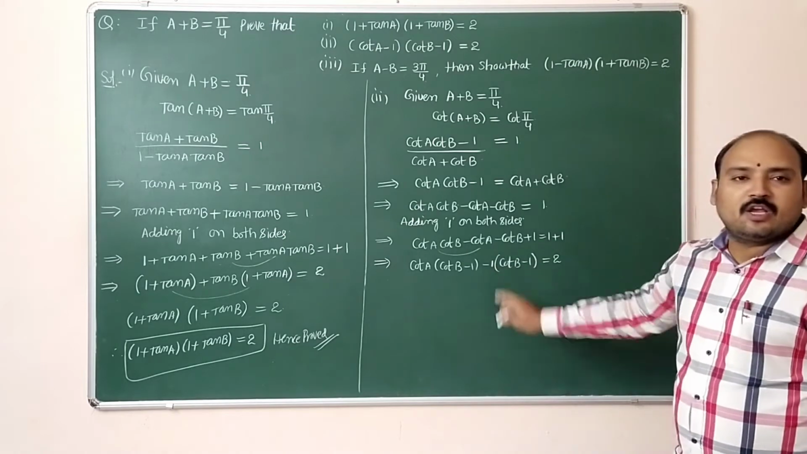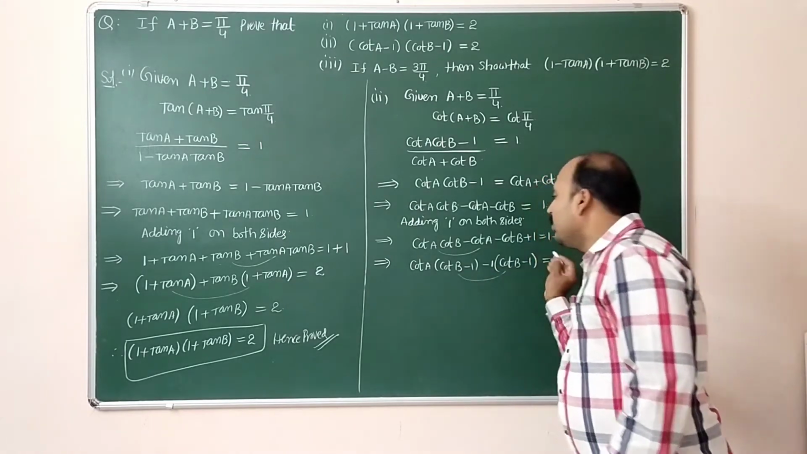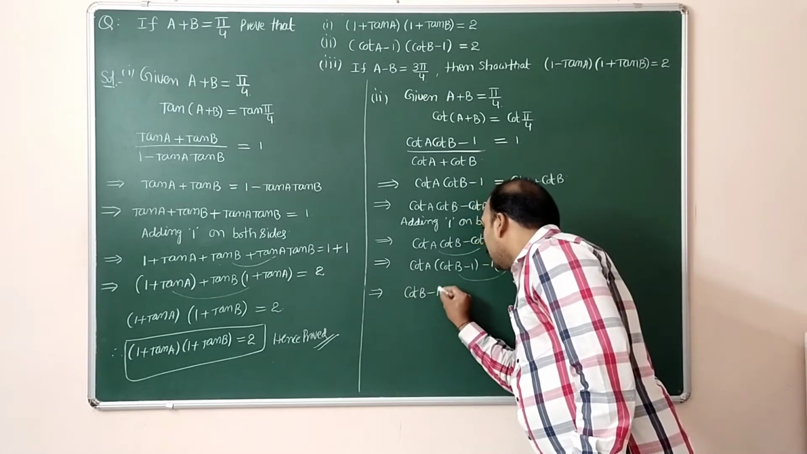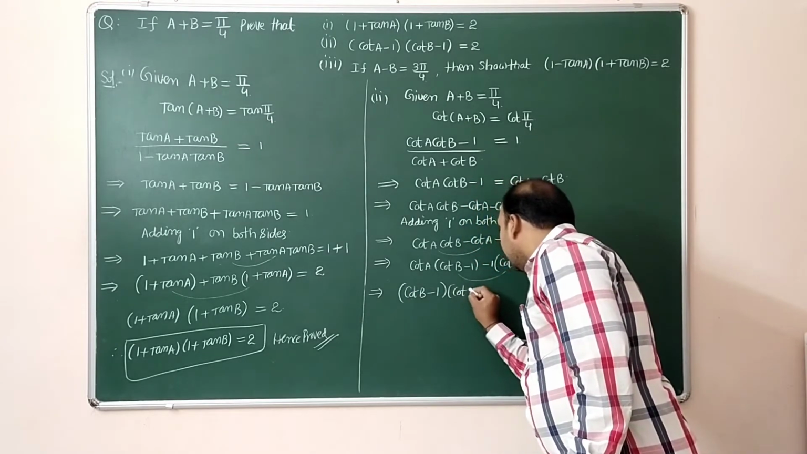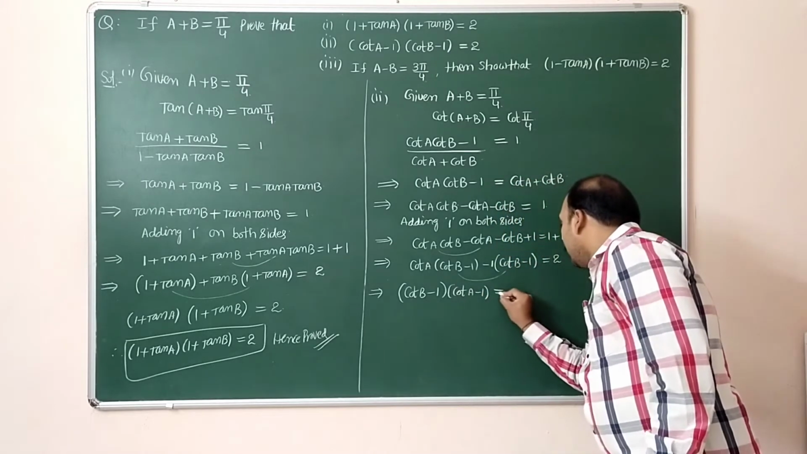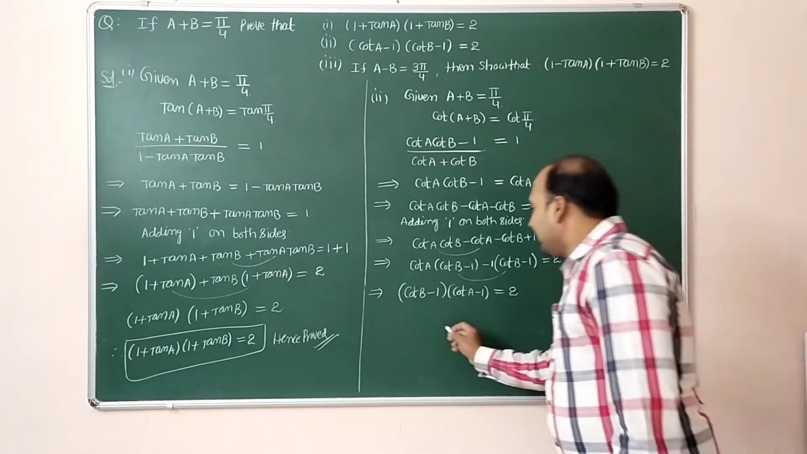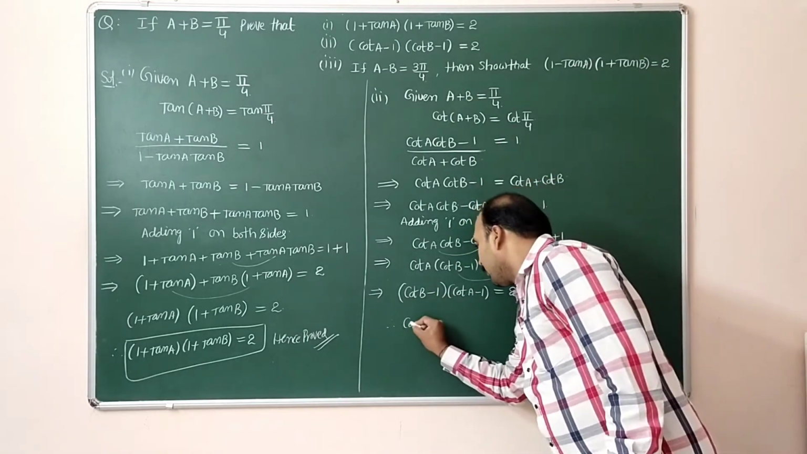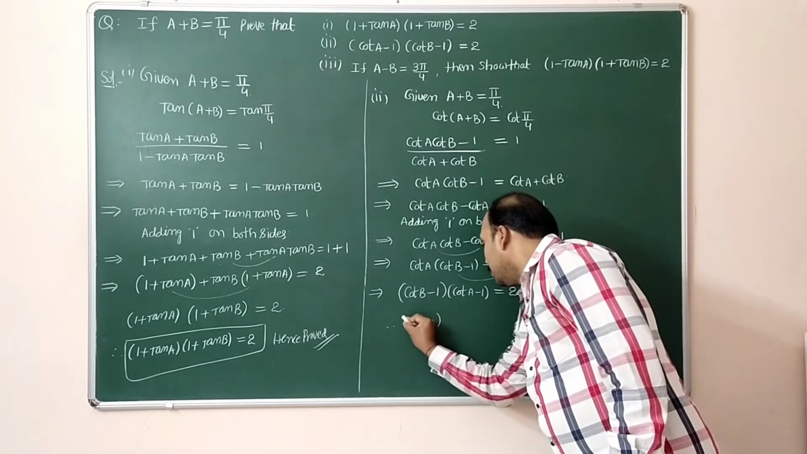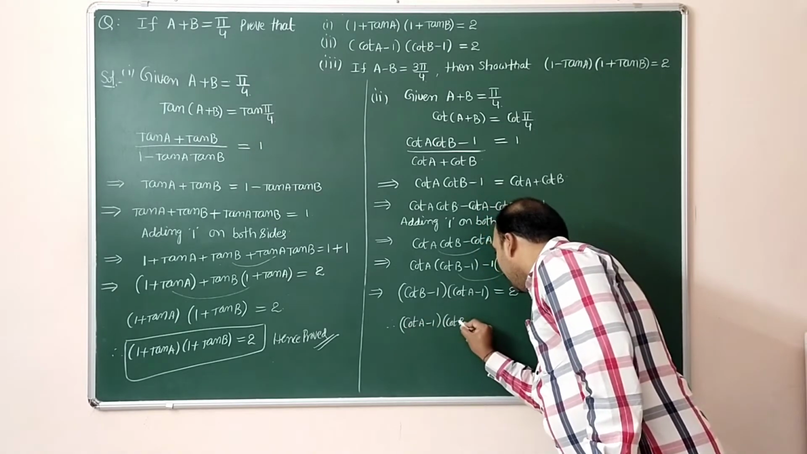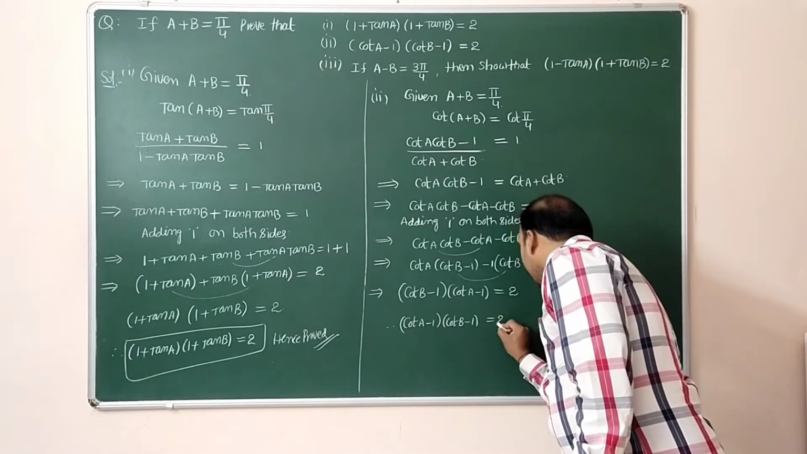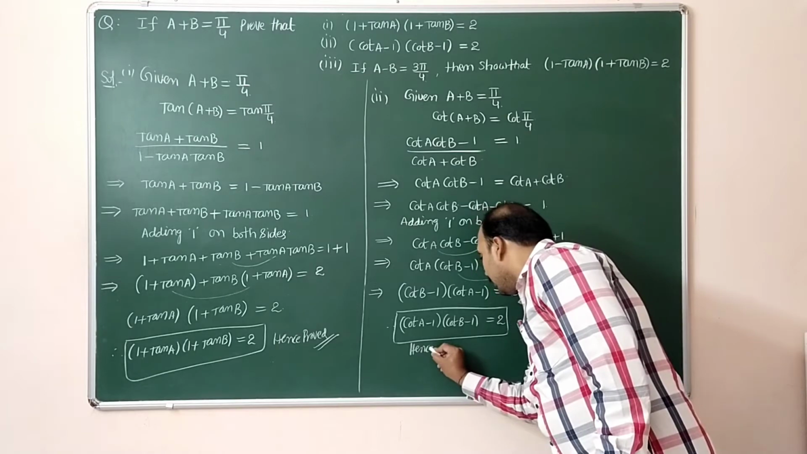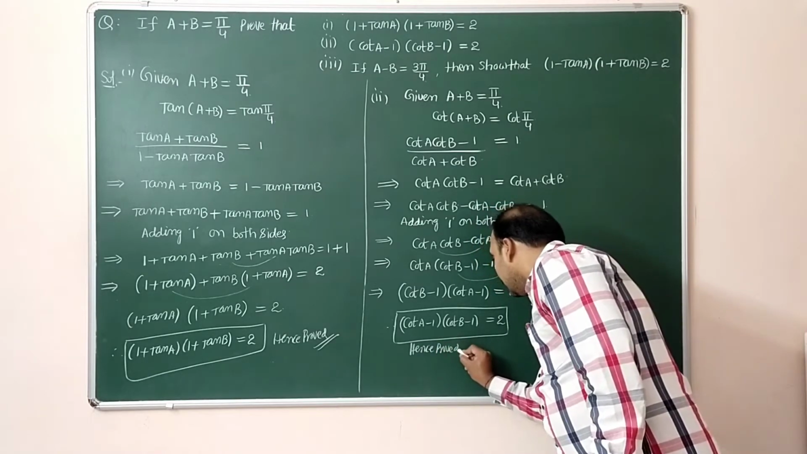Here minus 1 you are taking common. Again (cot b minus 1) you are taking common from these two. So we will get (cot b minus 1) into (cot a minus 1) is equal to 1 plus 1, which is 2. Hence the result. Writing in order, (cot a minus 1) into (cot b minus 1) is equal to 2. Hence proved the second result.